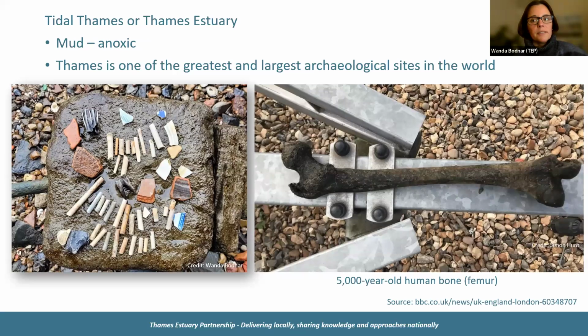And just one more interesting thing about mud. Mud doesn't hold any oxygen, which means that whatever buries in it will be preserved. So objects like clay pipes, Roman roof tiles, pieces of beer mug, and occasionally a 5,000-year-old human bone can be found on the foreshore. This makes the Thames one of the greatest and largest archaeological sites in the world, and the objects found continue to help piece together London's history.